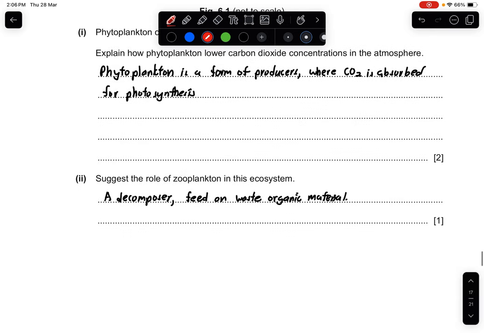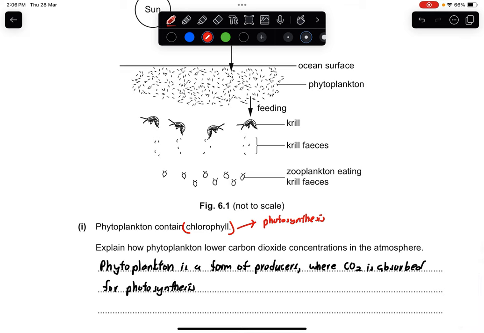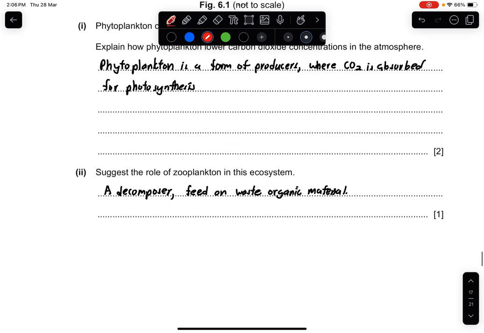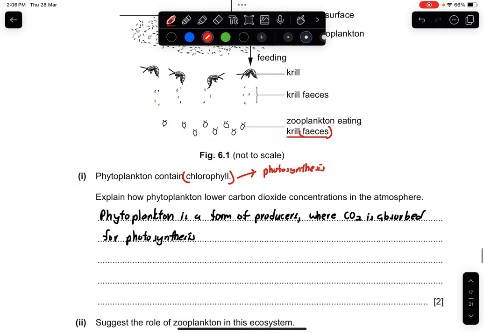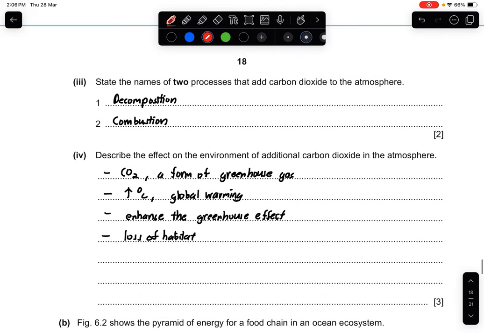That's it. Then part 2, suggest the role of the zooplankton in this ecosystem. You can see the zooplankton eating krill feces, and feces is a waste product. So you know that a waste product shows that the zooplankton is a decomposer, and it feeds on the waste organic material. That's it. This is how you link, you know. You link with your understanding of what feces is, basically poop. So poop is a waste product. We of course eject feces. So once we eject feces, the decomposer feed on it, okay? And then part 3, which of the two processes adds the CO2 to the surrounding?